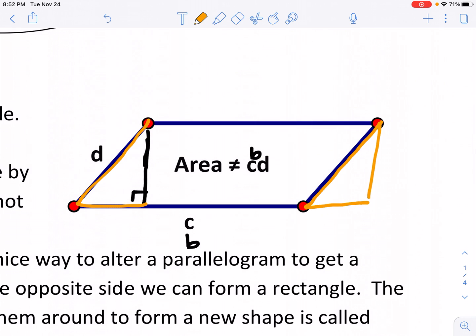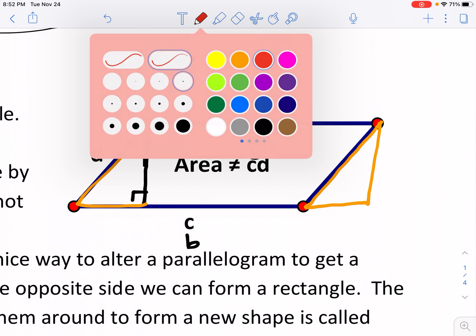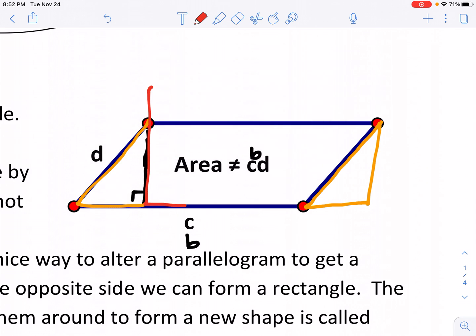Okay. Notice, what do we form? Just focus on this right here. What did we form over here? Keeping in mind that this is still a right angle. Well, we formed a rectangle, right? So if we move this to the other side, we now have a rectangle, and this would be my height. So actually, the area of a parallelogram is still base times height.